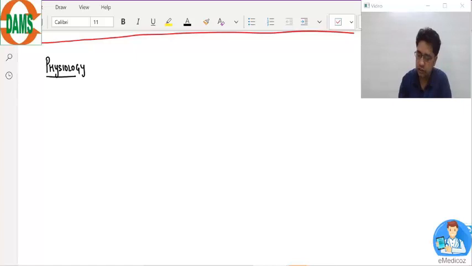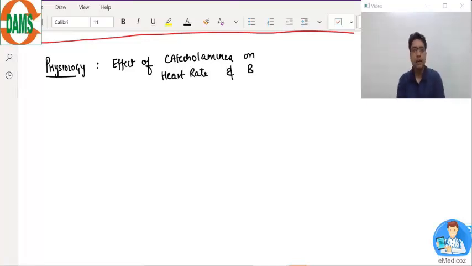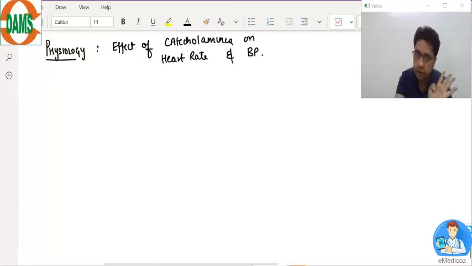In physiology, we will learn the effect of catecholamines on heart rate and blood pressure. We will discuss four drugs. This is very important for you.